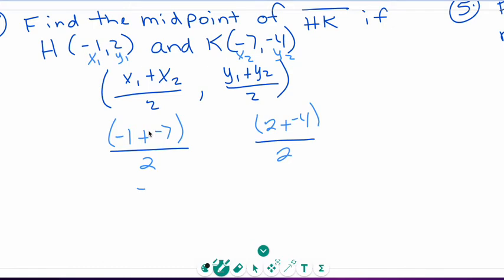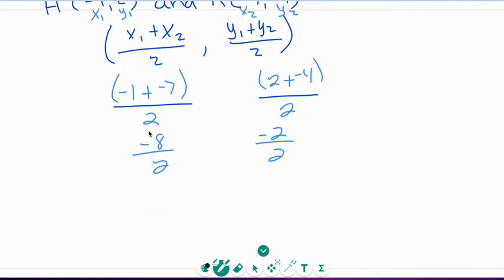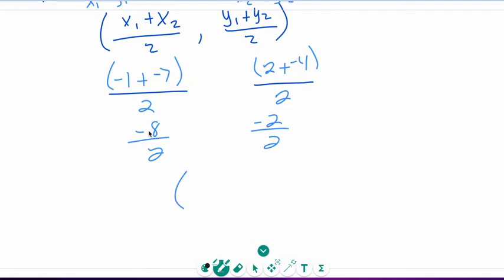We're going to have negative 8 over 2, again showing all of our PEMDAS steps. And we're going to have negative 2 divided by 2. So our midpoint is going to be negative 4, negative 1.